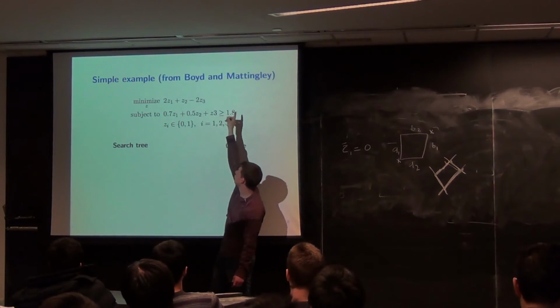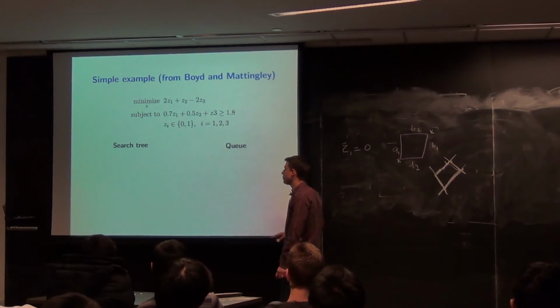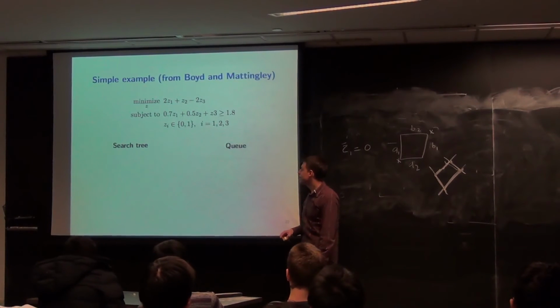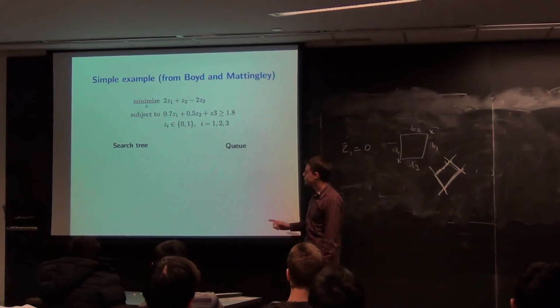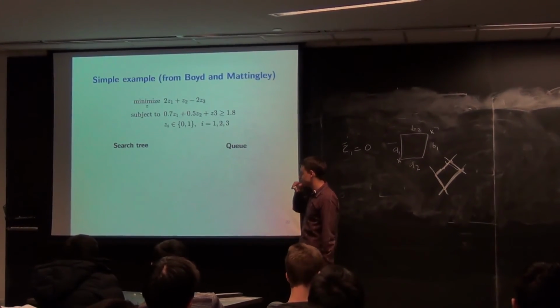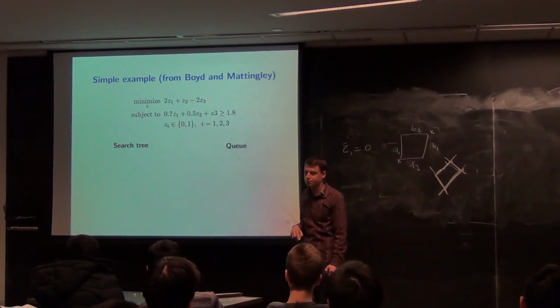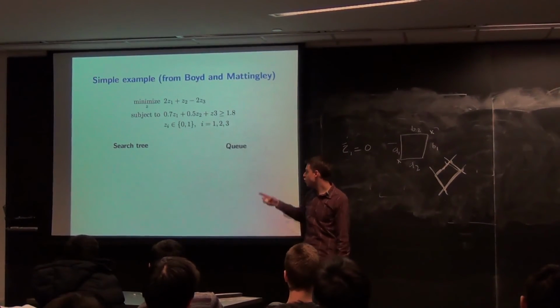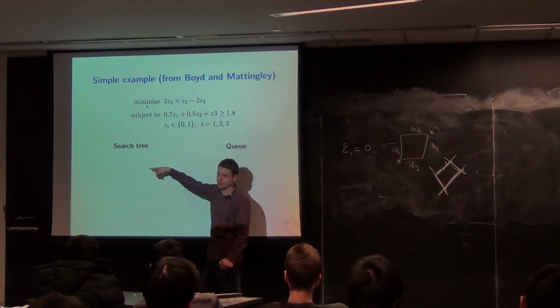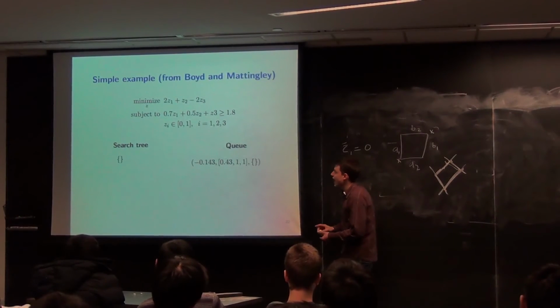I'm using this example from those notes I linked to. It's a nice example because it shows things that can happen as you go down this tree. So let me talk about what happens when you solve this problem. When you're solving with branch and bound, what does the queue look like and what does the search tree look like?